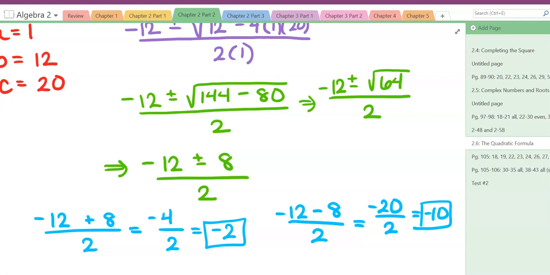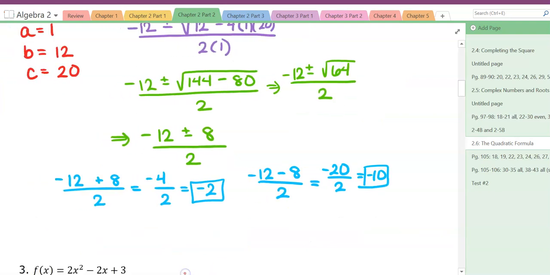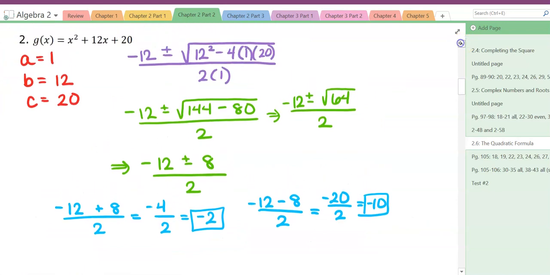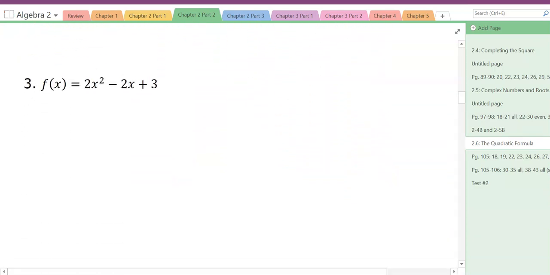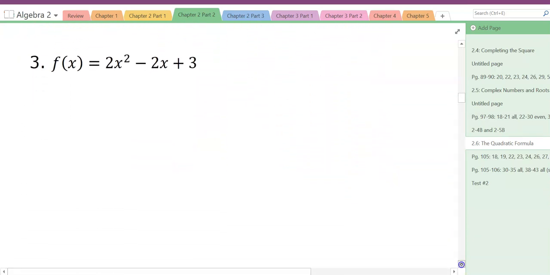Now like this one, if I come back and just look at the problem, I probably could have factored that instead of using the quadratic if I wanted to, because the 2 numbers that would multiply to 20 and add to 12 would be negative 10 and negative 2. So I could have used factoring if I wanted to, but like I said, this is just showing you guys the multiple ways that you can use the quadratic and kind of see how it works.